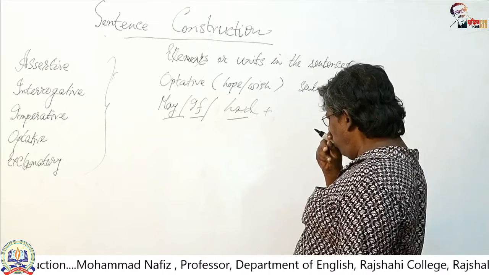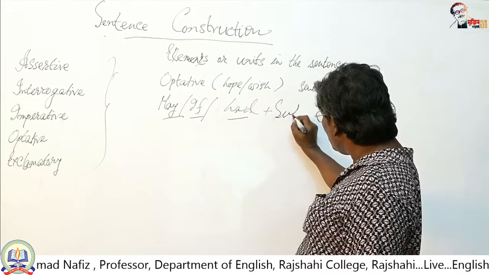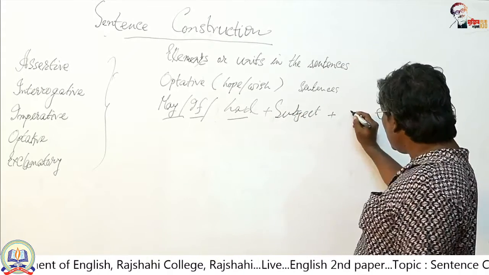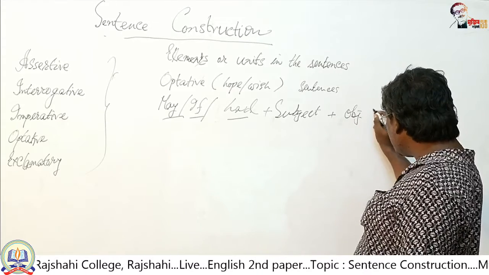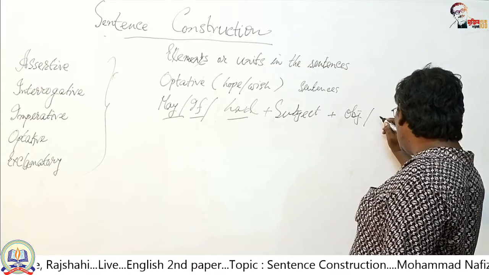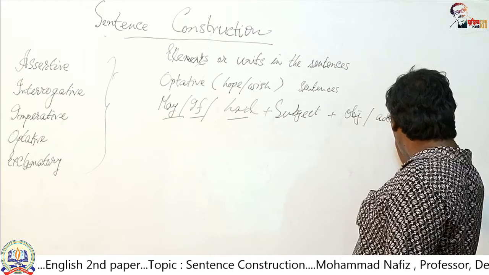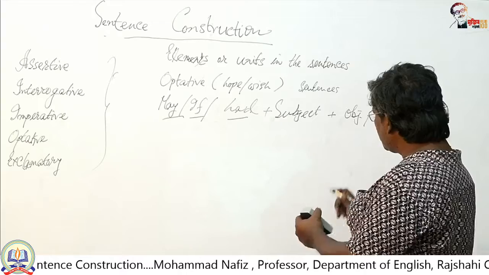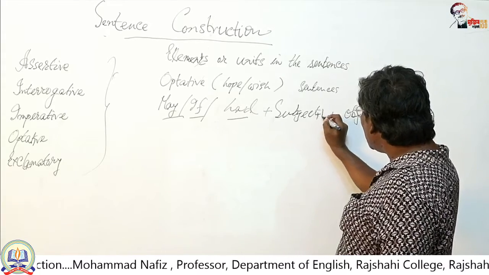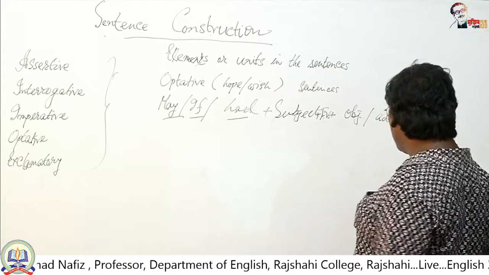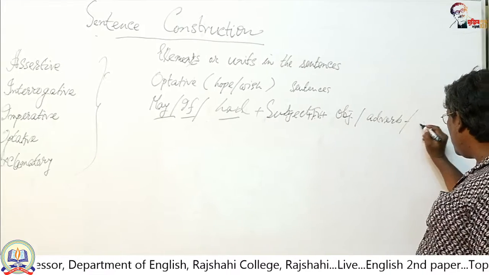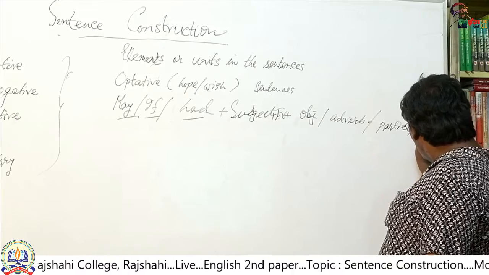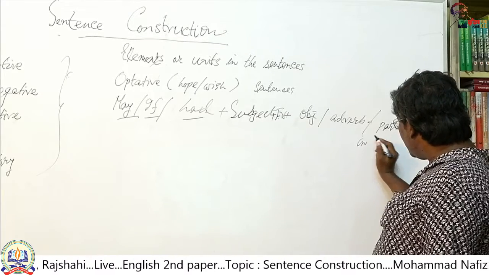Then comes the subject, plus the other elements like object, adverb. After the subject there comes the finite verb in the basic form, then comes object, adverb, participles, and infinitives.